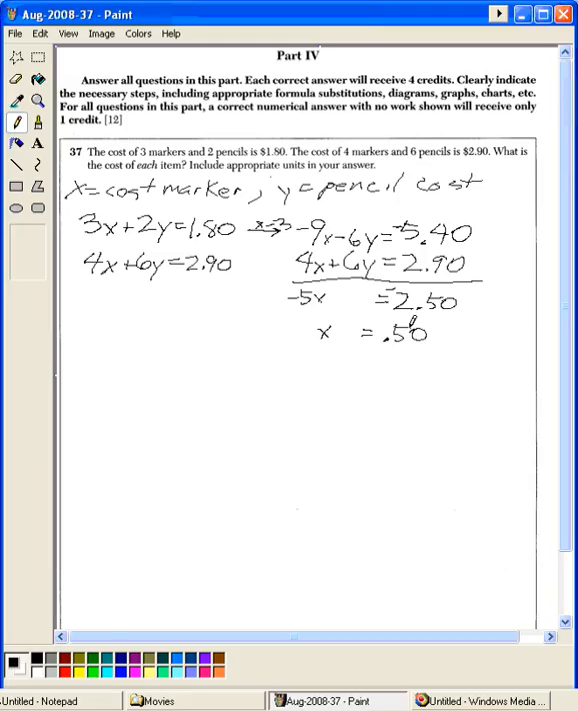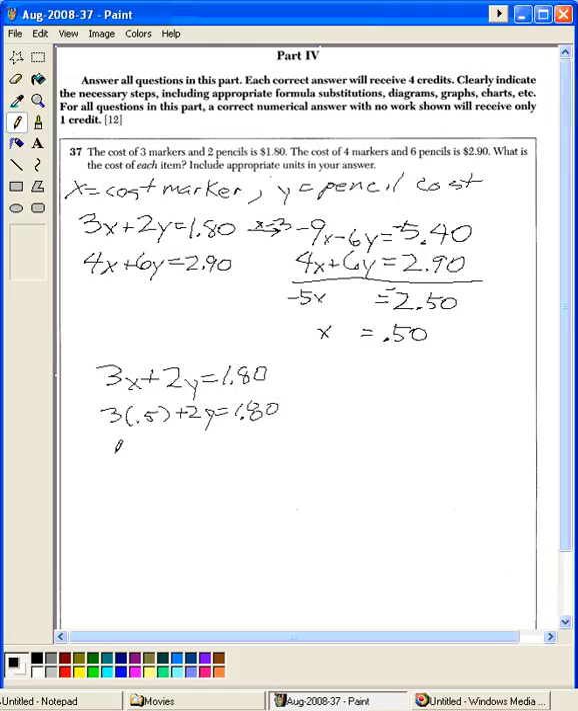According to our little dictionary, X was the cost of a marker, so apparently X is 50. Apparently the cost of a marker is 50 cents. Now I just have to go figure out the cost of a pencil. I could take either equation. I'll take the first one, no big deal. I'm going to copy it down again, but this time, I'm going to rewrite it, and where I see an X, I'm going to put 0.5 or 50 cents. 2y is equal to 180.